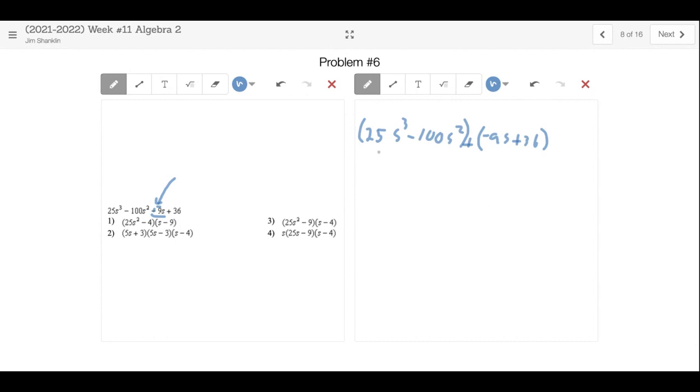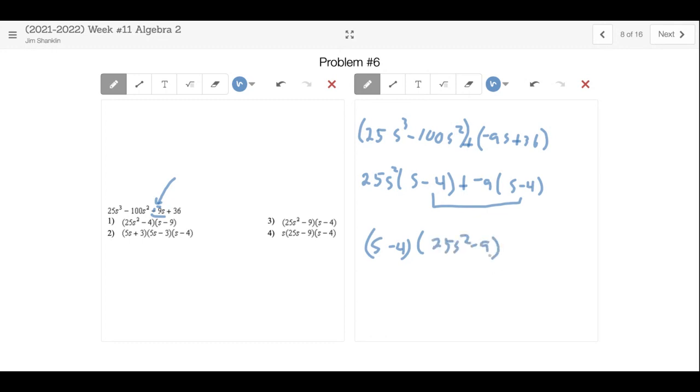And then I ask myself, what can I factor out here? Well, it looks like I can factor out a 25s squared. What's left? S minus 4. And then I'm going to pull out a negative 9, and if I did that, I'm left with s minus 4. These are the same. If they're not the same, grouping doesn't work. So I'm going to pull out an s minus 4, and I'm left with 25s squared minus 9.